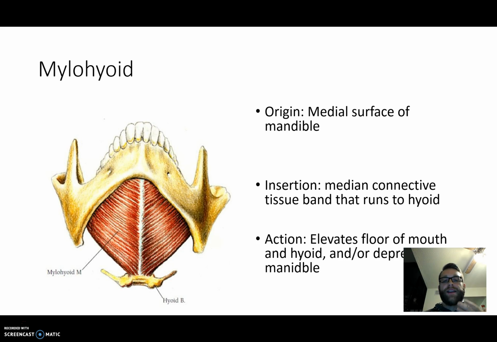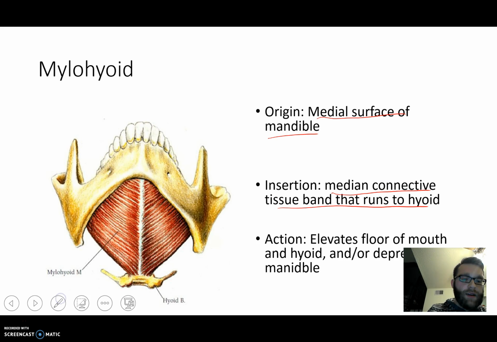In humans, it's the sheet of muscle that goes underneath the mandible. Its main origin is on the medial surface of the mandible. That is what you'll need to describe for me. Insertion, median connective tissue band that runs to the hyoid. If you look in this image, you can see this band of connective tissue that runs here in the center. This is the insertion point.